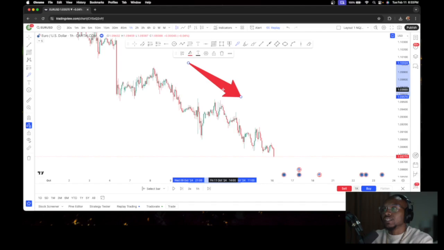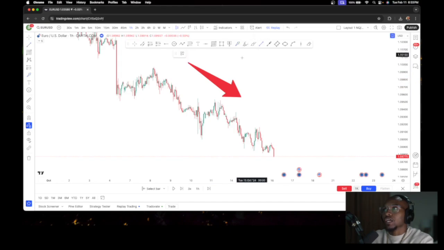But the key is trying to figure out when the market is going to continue down, because at some point it's going to go up to then go back down. So that's where your trend line comes into play. So now that we know the general market direction is down, we want to find the area where the most points touch our trend line.